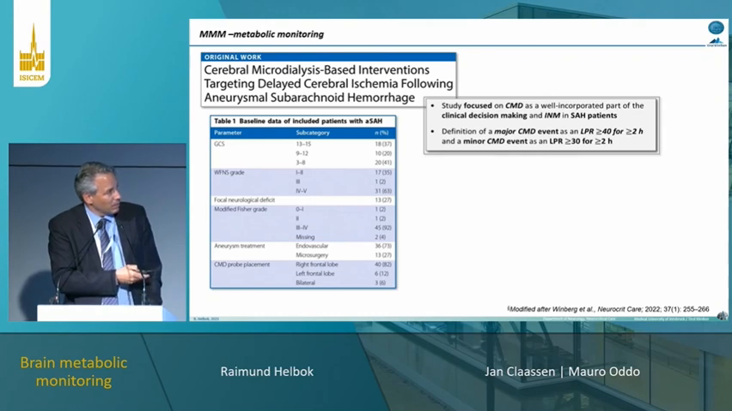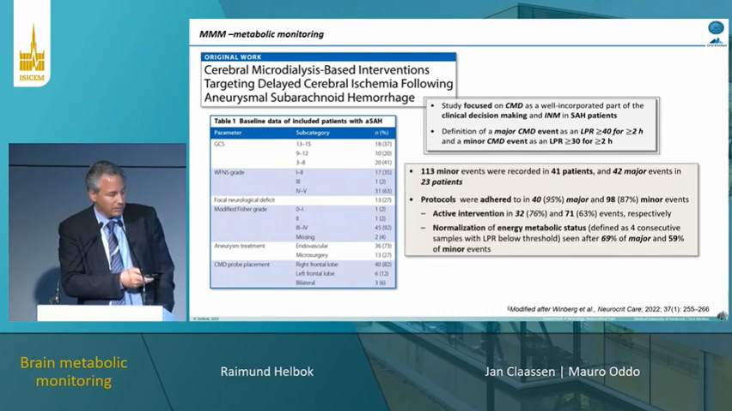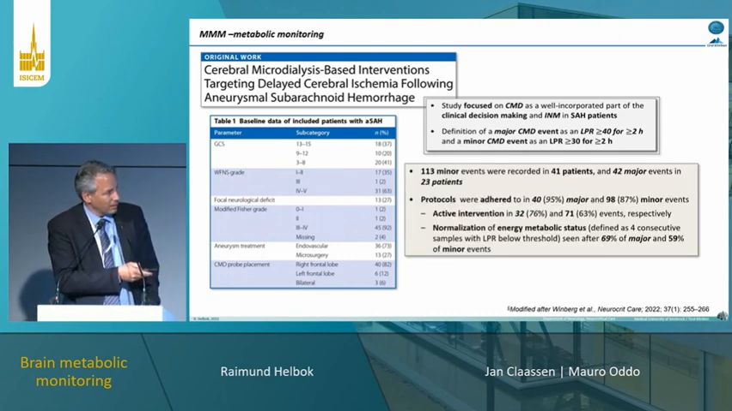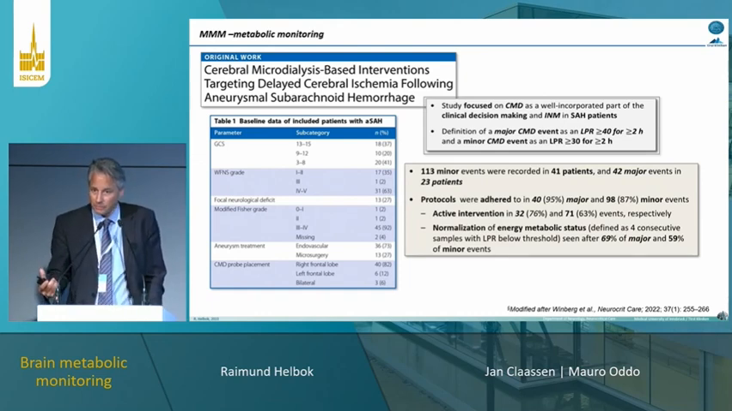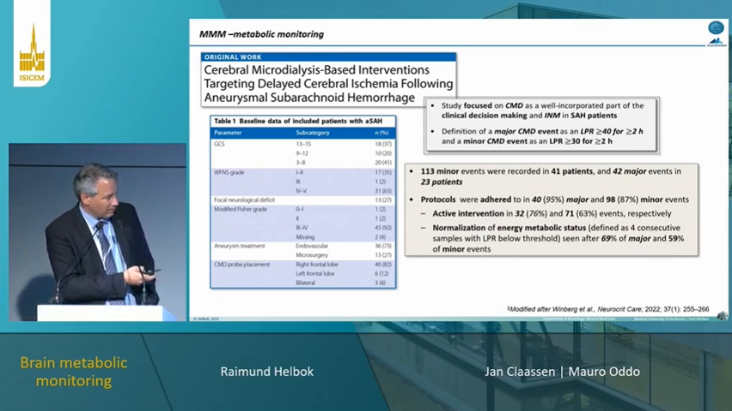With cerebral microdialysis, there was a definition of major and minor events by a lactate-pyruvate ratio above 40 and above 30 over a time of 2 hours. They found that in these patients, these events were quite common, which is first a very important piece of information. And when they intervened, they were also quite effective in 2 out of 3 patients.